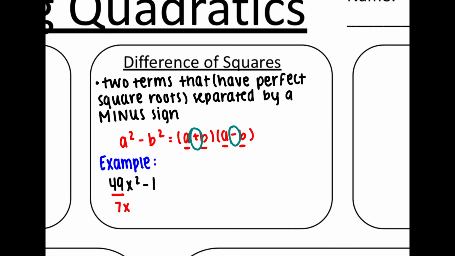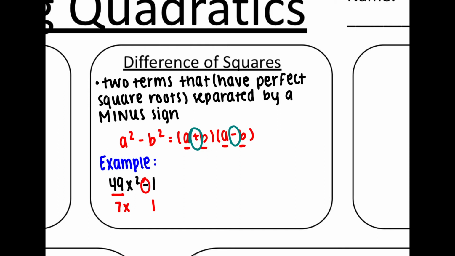So that's the first term. The second term, I need to see if it also has a perfect square root. So I need to ask myself, what is the square root of 1? And it does have to be perfect, and it's 1. So I have two terms. They both have square roots, and the last thing I check for is to see if they're separated by a minus sign, which they are here.